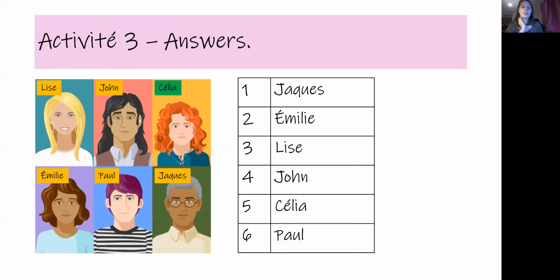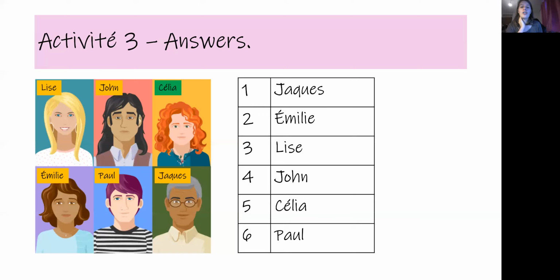Numéro 4, so number 4, il a les cheveux noirs, noirs. So we know it was a boy because I said il a. Okay, so you knew it was either going to be John or Paul. Cheveux noirs, black, okay? And if you didn't get it from noir, you probably would have got it from long, which is long, okay?